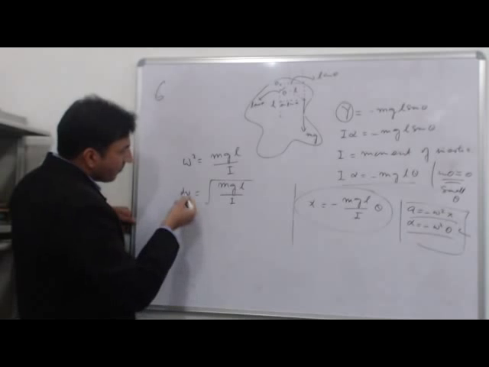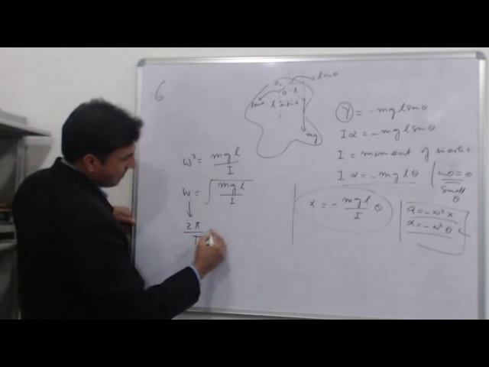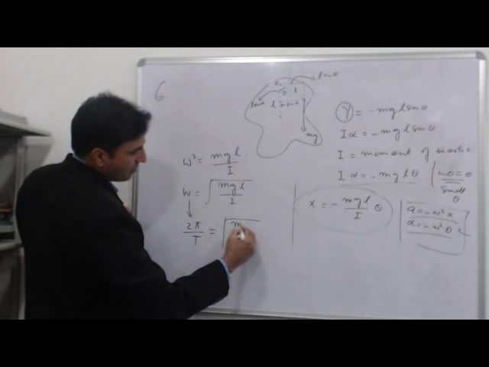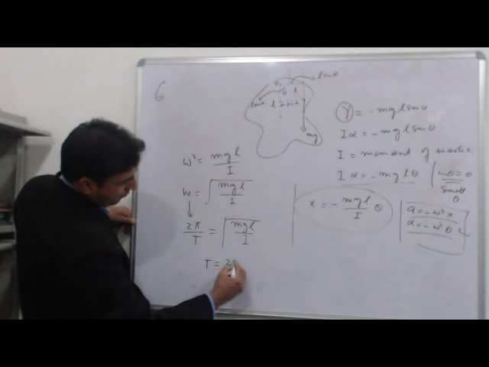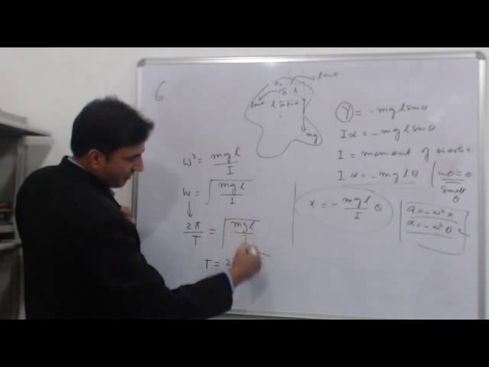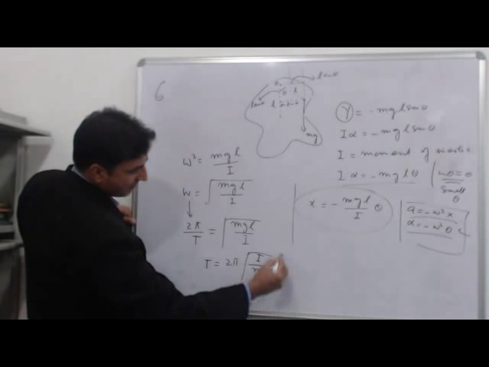If we find the time period of this, it is 2 pi by omega, which is 2 pi by root of mgL by I, or T is equal to 2 pi root of the reciprocal of this whole, I by mgL.